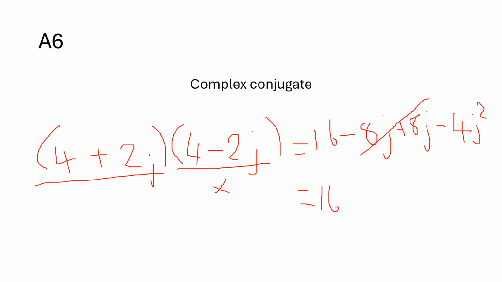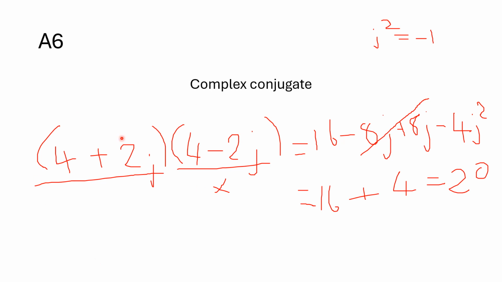And then now you know, when I have a j squared, what is j squared? Remember, j squared is always equals to negative 1. That means your j squared is going to be negative 1. Negative 1 multiplied by negative 4. That means your answer will be positive 4, and then your answer will be 20. So basically, the complex conjugate is actually making your complex to only have a real number, or to be one number.